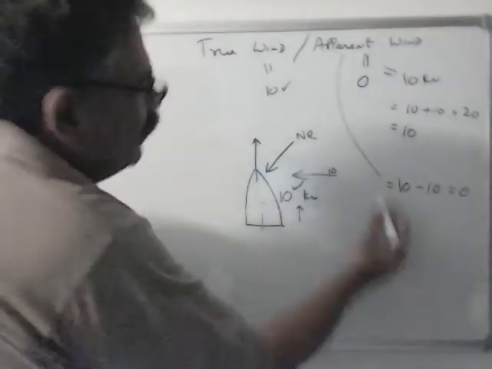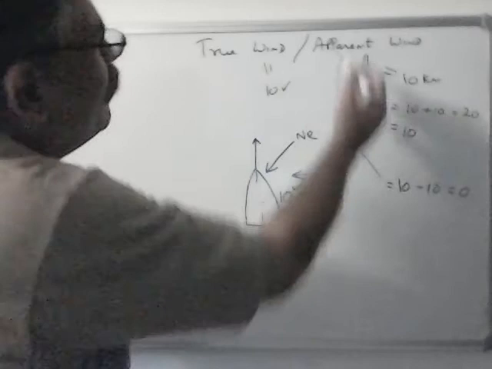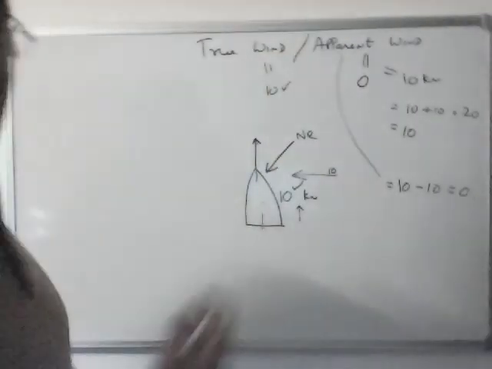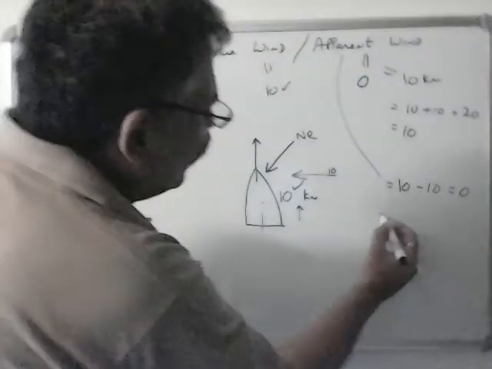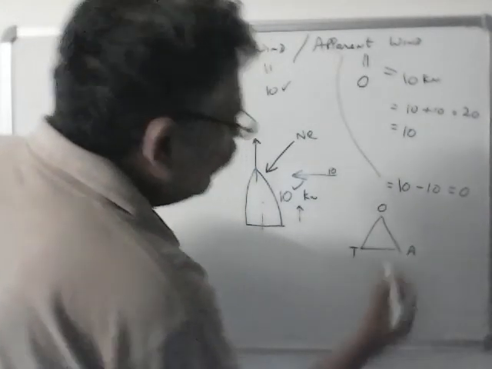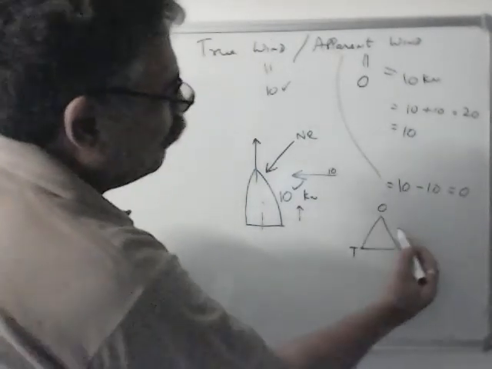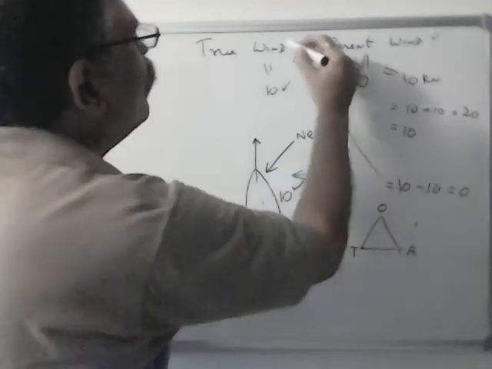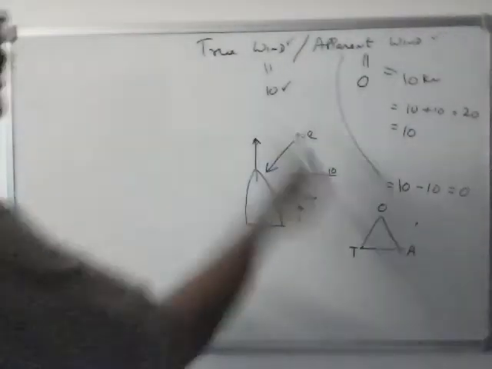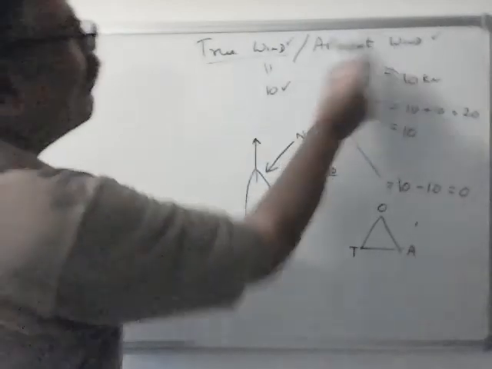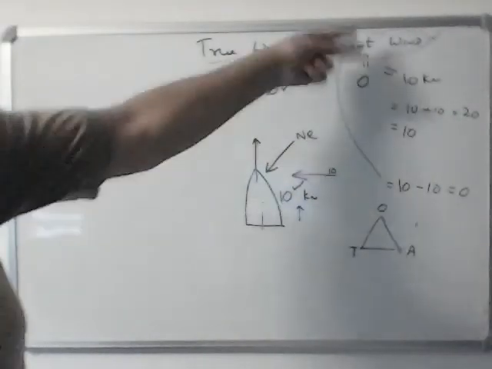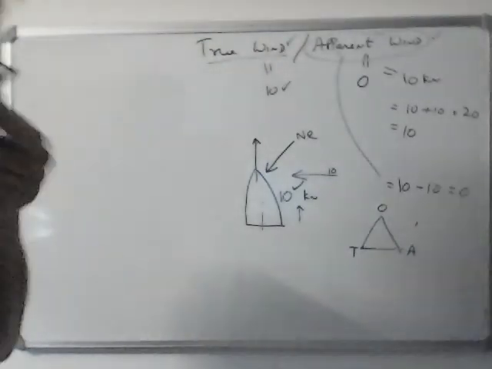So it is possible to calculate true wind or apparent wind if you know the ship speed, by a triangle known as OAT triangle. If you know two parameters like apparent wind and true wind, you can calculate the speed of the ship. If you know the speed of the ship and true wind, you can calculate apparent wind. And if you know the ship speed and apparent wind, you can calculate true wind.